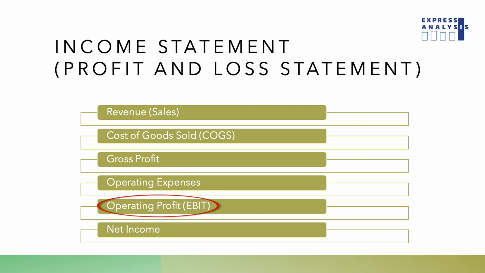Operating profit, EBIT, earnings before interest and taxes, reflecting the company's profitability from operations. Net income, the bottom line, what's left after all expenses, including taxes and interest, have been deducted. It is the company's profit or loss for the period. The income statement provides crucial information about the company's profitability and efficiency in managing expenses relative to its revenues.